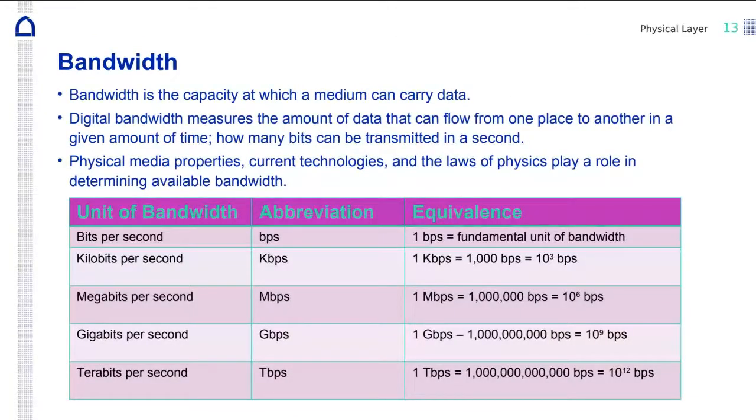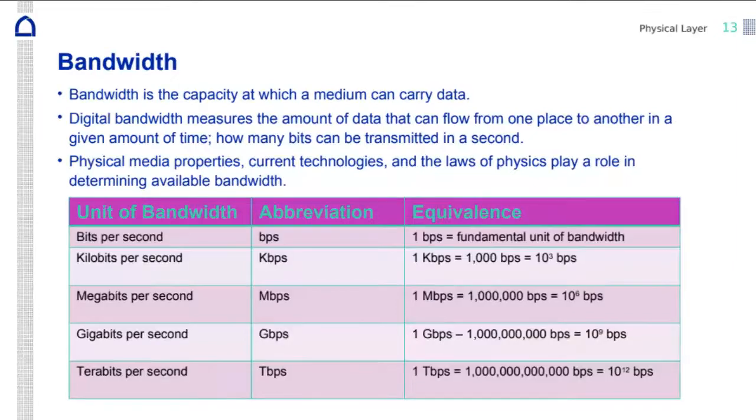Bandwidth. What is bandwidth? Bandwidth is the capacity at which the medium can carry data. So bandwidth measures the amount of data that can flow from one place to another for a given amount of time, or in seconds.